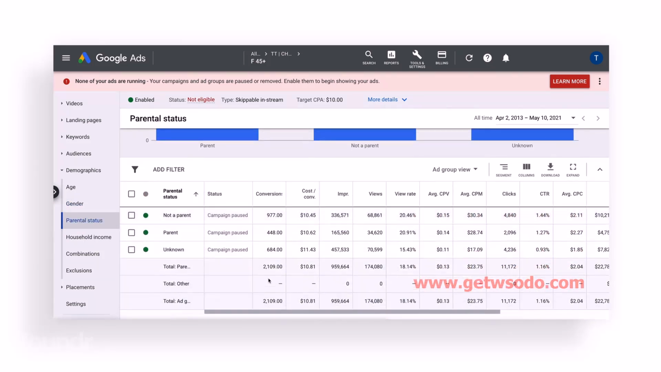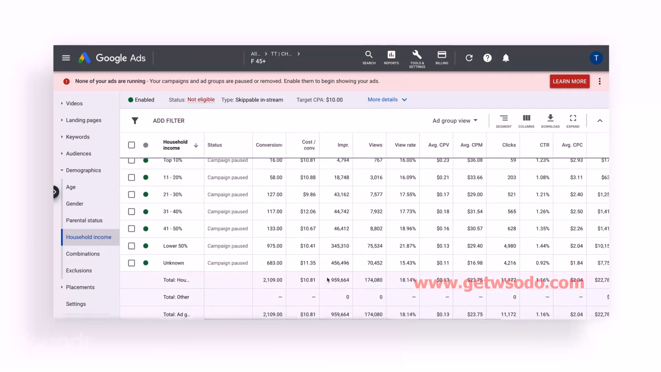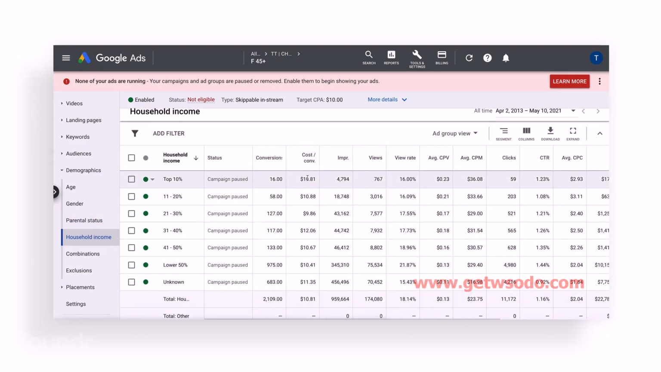Parental status, you can see these numbers are pretty good across the board. Not a lot to change. Same thing with household income. Again, if these numbers were out of whack, I would exclude them. In this instance, these numbers are great, so we're just going to run with them. But I do want to show you another strategy that I think may help.